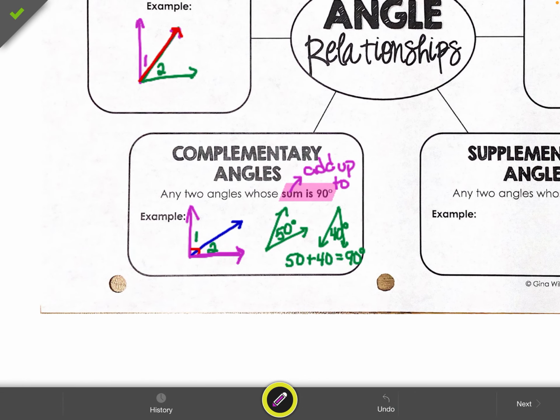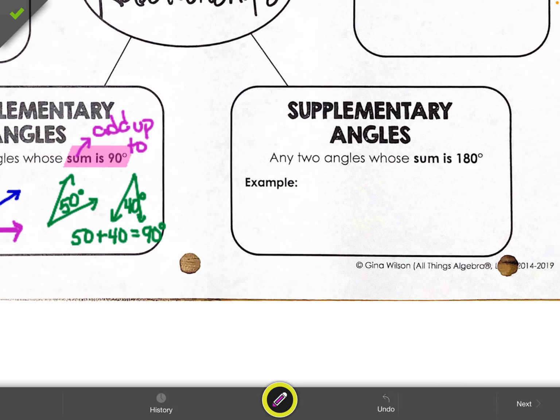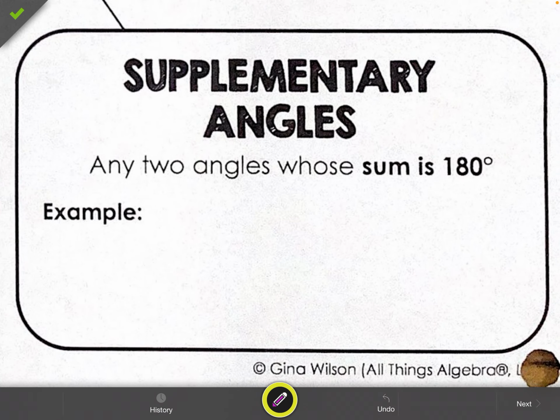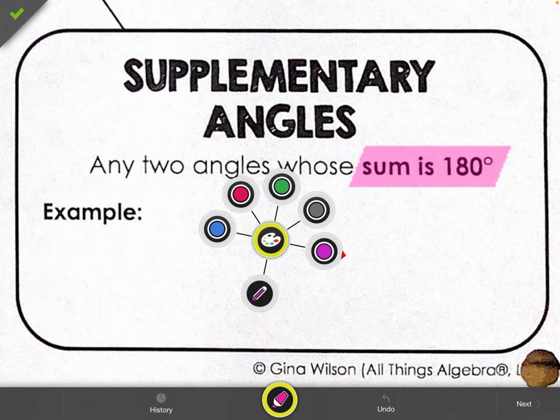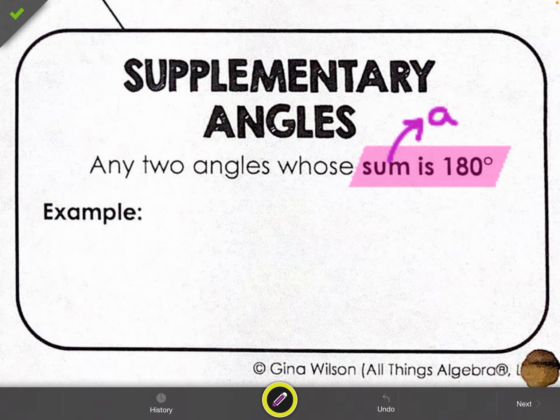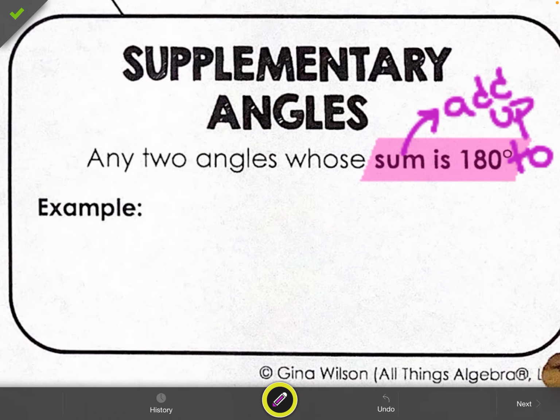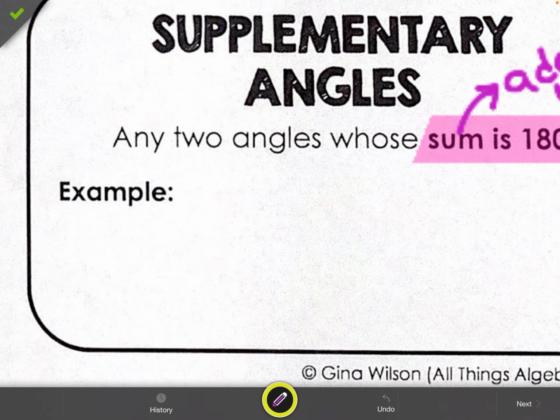Now, similar to that, we have supplementary angles. Okay, supplementary angles are any two angles whose sum is 180. So again, what does that word mean? Sum. Sum means they add up to. Okay, add up to. Now, supplementary angles add up to 180 degrees. Again, I'm going to draw two pictures for you. One when they are next to each other or adjacent, and then another picture when they are separate. But let's look at the ones that are next to each other, because again, those are the ones that we will be spending more time with.